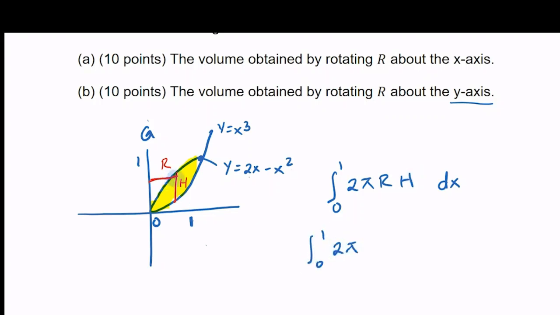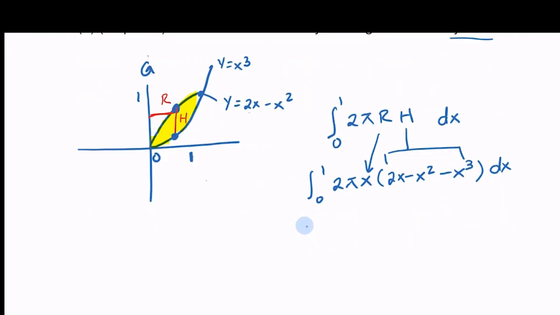The radius is going to be whatever the x value of this curve is at that point, so that's going to be x. And height is going to be whatever this y value is minus this y value. So the upper y value is equal to 2x minus x squared. The lower y value is equal to x cubed, so minus x cubed dx. So the height is all of this. And now this integral, we can go ahead and expand before we solve.